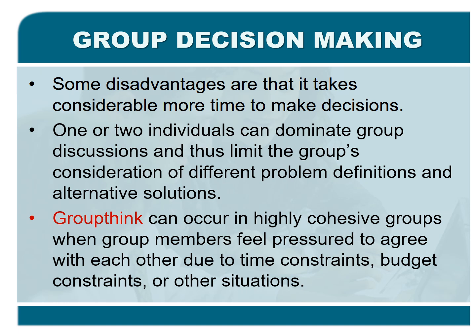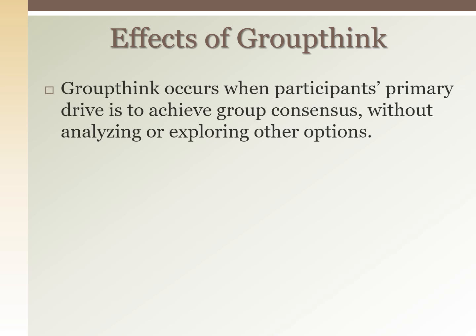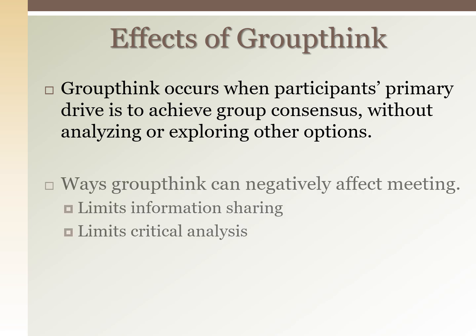Groupthink can occur in highly cohesive groups where group members feel pressure to agree with each other due to some kind of time constraint, budget constraint, or other situations. Groupthink occurs when the participants' primary drive is to achieve group consensus, without analyzing or exploring any other options. They just want to come to a consensus together. Sometimes they grab at the first possible solution.